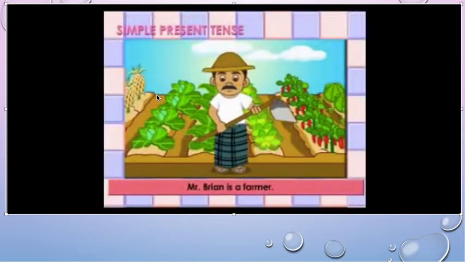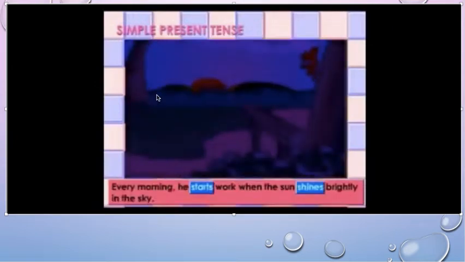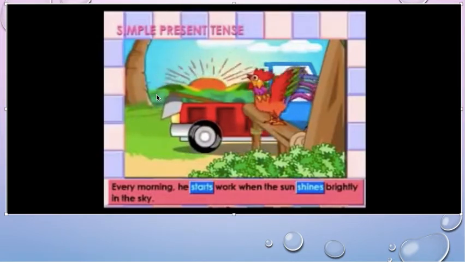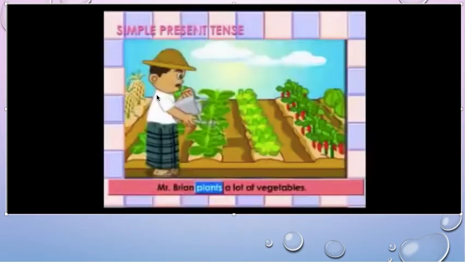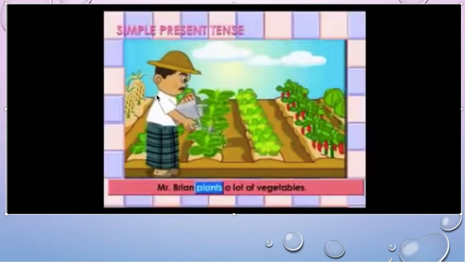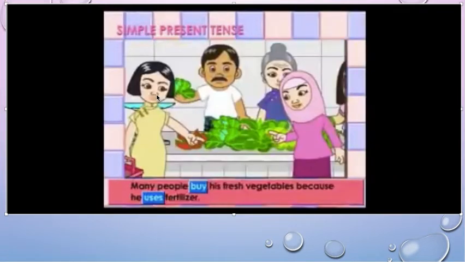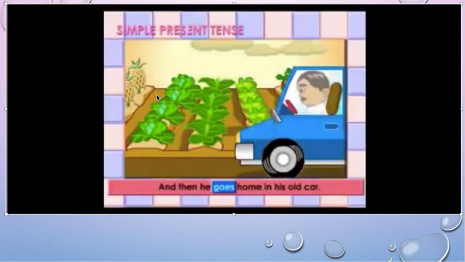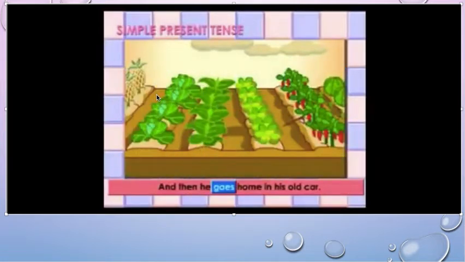Mr. Brian is a farmer. Every morning, he starts work when the sun shines brightly in the sky. Mr. Brian plants a lot of vegetables. Many people buy his fresh vegetables because he uses fertilizer. Every evening, Mr. Brian tidies up his workplace. And then he goes home in his old car.